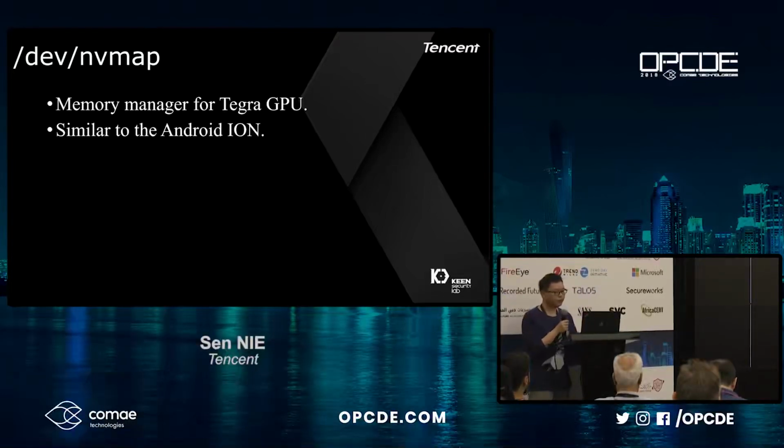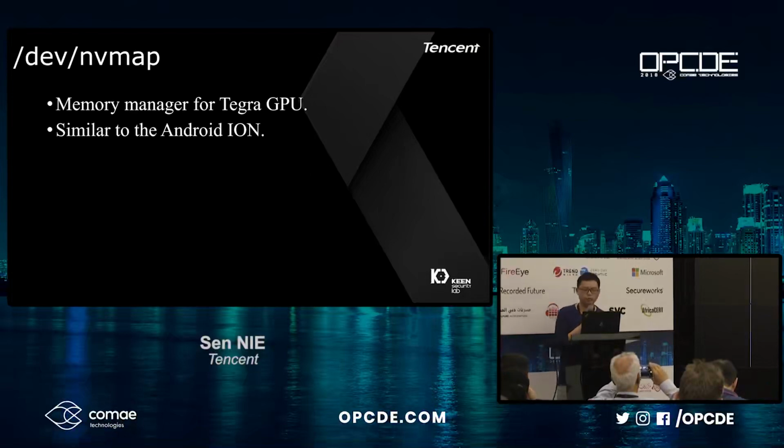What is the nvmap? nvmap is the memory manager for Tegra GPU. In mobile phones or embedded systems, a user process needs a way to communicate with the kernel and with the GPU, especially for large chunks of memory sharing and memory read-write. So that's why Tegra creates its own memory management module in the Linux kernel.